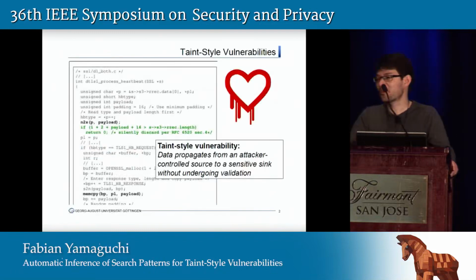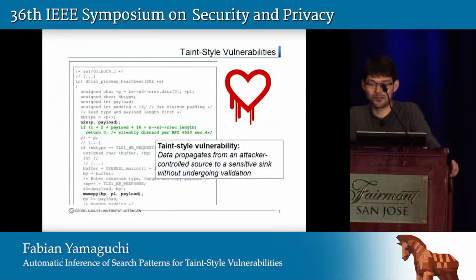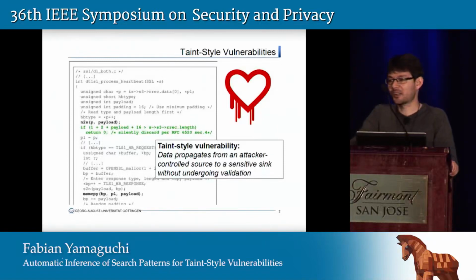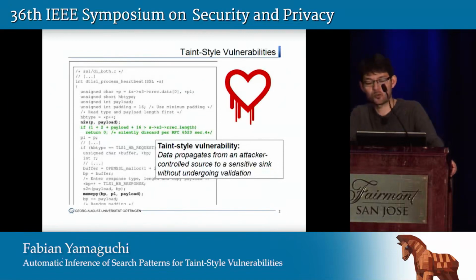Before we talk about automatically inferring anything, let's take a look at what a taint-style vulnerability is. This is a common theme that's been popping up in recent research papers on vulnerability discovery. The idea is that there is some sort of attacker-controlled source, and the data from this source propagates to a sensitive sink, and there's some sort of check missing.